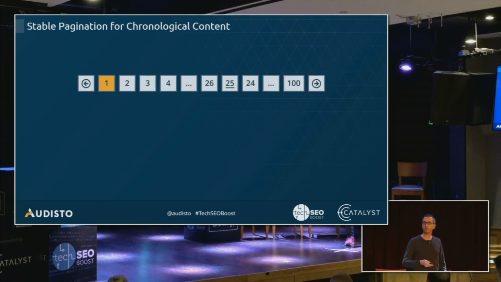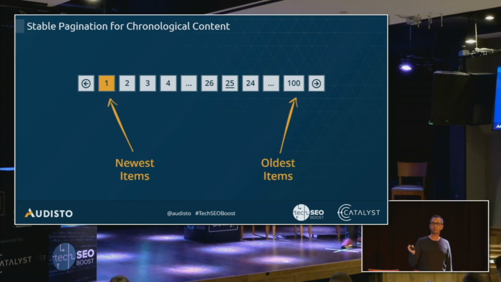And then the last one is pagination for chronological content. If we have a news website, we usually have this type of content, and the newest items usually go on the first pagination page. But this is bad: newest items on the first, oldest items on the highest one, means that if you write new content, the content moves to the second, the third, the fourth pagination page. So all the pagination pages change. All of them have to be recrawled and re-evaluated. And this eats up a lot of crawl budget, especially on larger websites.